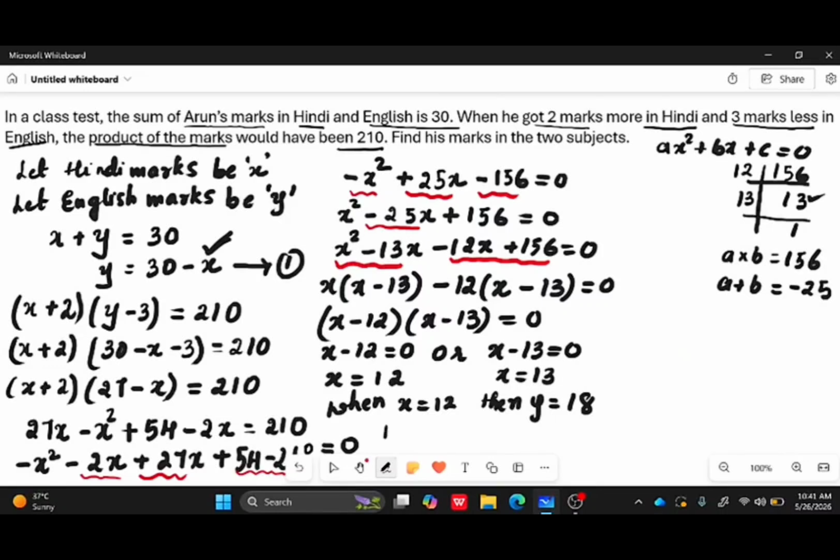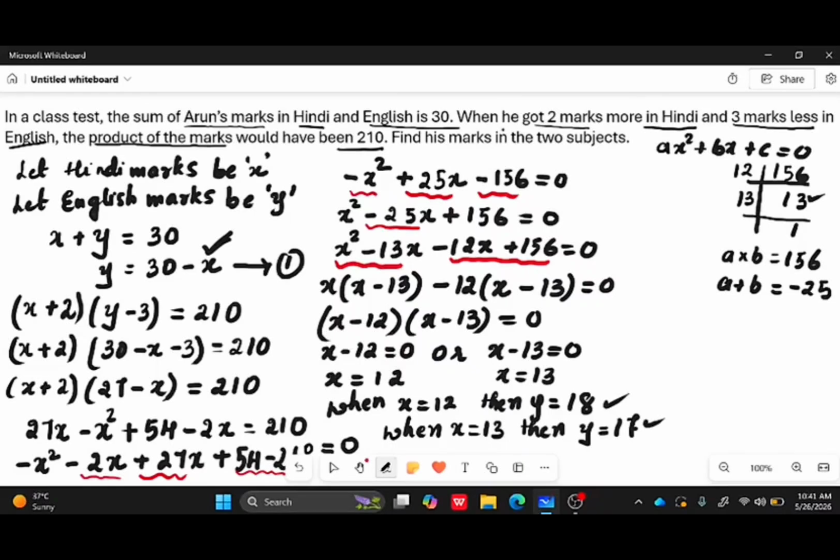Another condition is there. When x is equals to 13, if he is getting 13 marks in Hindi, then what will be his English marks? Anyone can tell me, right? Anyone? I'm waiting for someone to tell me the answer. So y is equals to what? 30, okay. 30 minus 13 equals to 17. Good. So these are the two cases, okay.